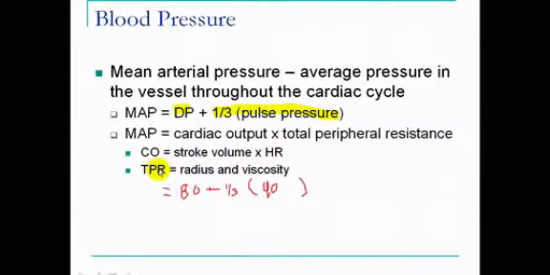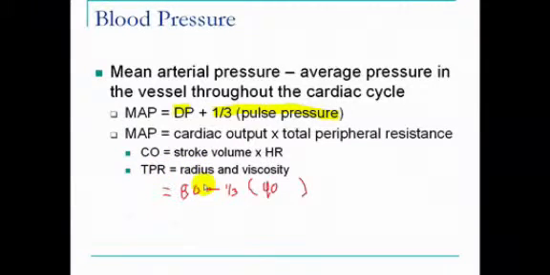And total peripheral resistance we just learned about. We learned about 4 factors that affect total peripheral resistance. We talked about viscosity, length, elasticity, and peripheral resistance, which is determined by the radius of the blood vessel. Now, that's total peripheral resistance, all those things combined. Length and elasticity we're going to kind of ignore because they're not huge factors. They remain consistent for the most part.